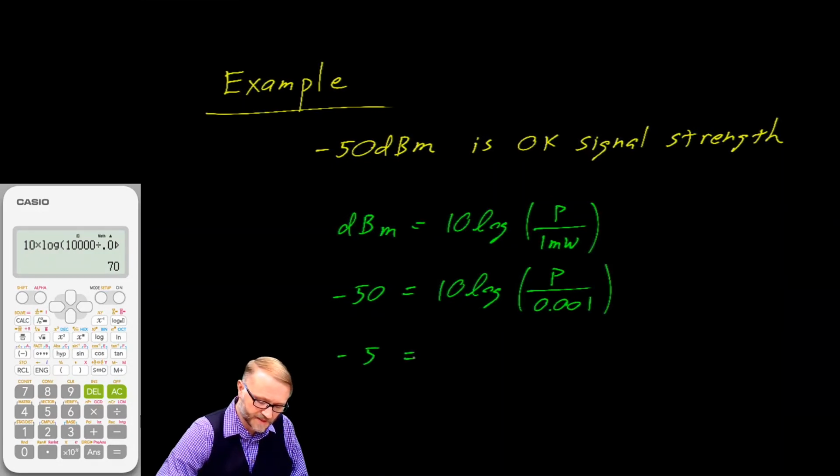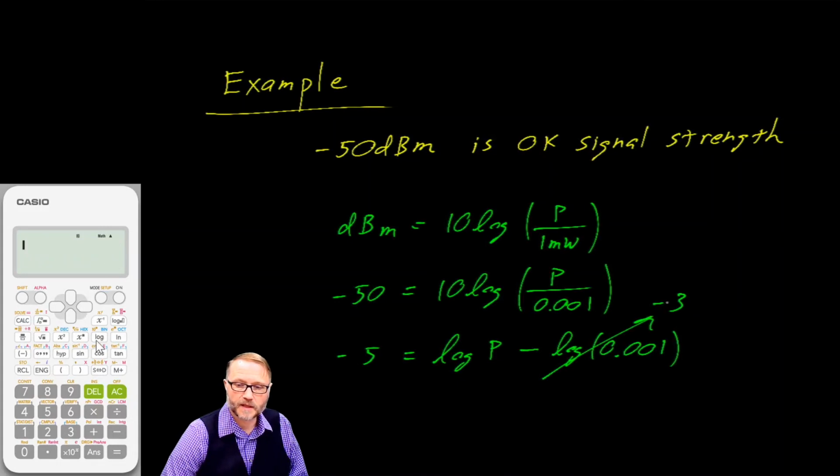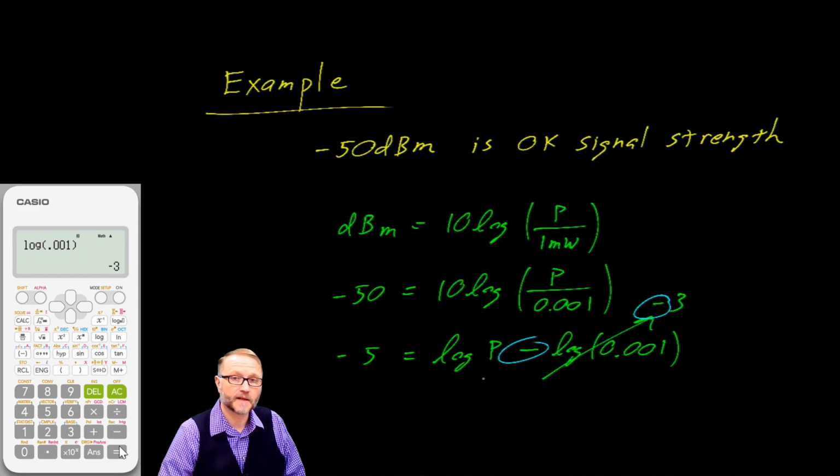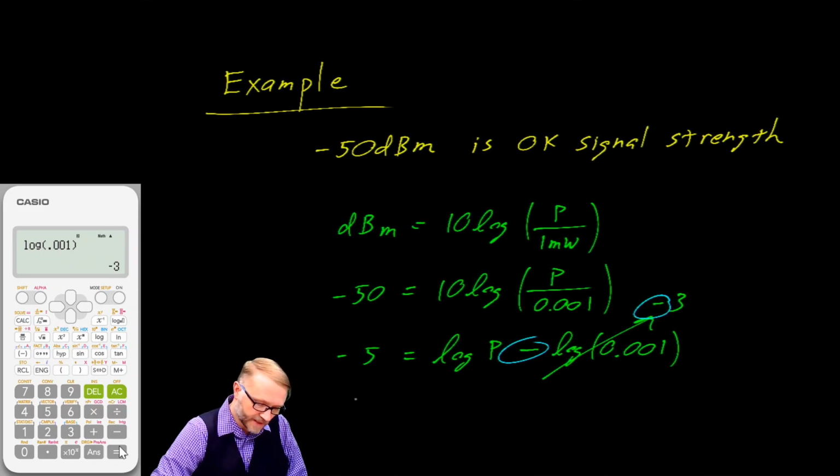Negative 5 is equal to log of P minus log of 0.001. I believe this goes to negative 3. That's log of 0.001. Yep, negative 3. You've got to watch your algebra now, because this is a negative and that's a negative. So that means we have positive 3 on the right side. We've got to drag it over. So this becomes negative 8 is equal to log of P.